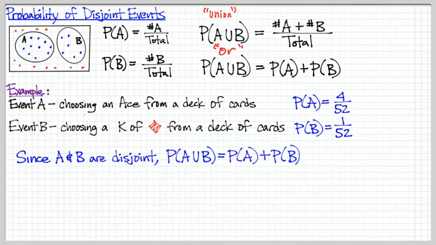So now, because A and B are disjoint, there's nothing common between the two. The probability of A union B, or let me say it another way, the probability of picking an ace from the deck of cards or a king of diamonds from the deck of cards, is simply adding up the individual probabilities here. So we can add up 4 over 52 plus 1 over 52, and our probability then is 5 over 52.